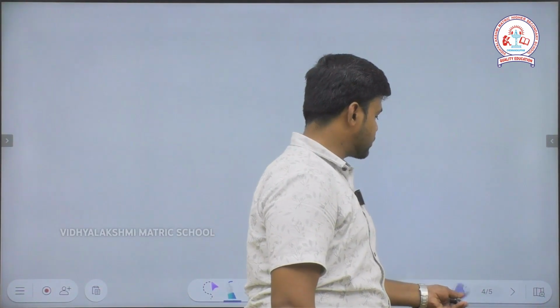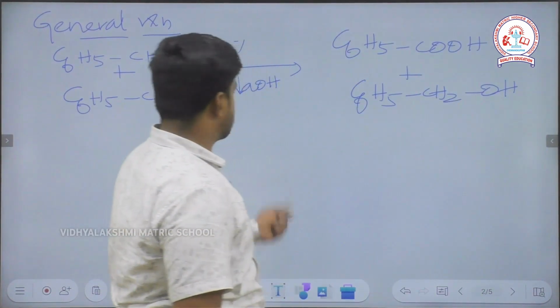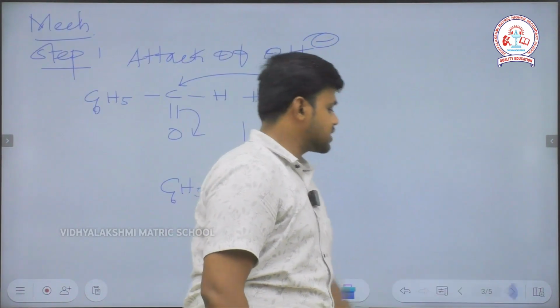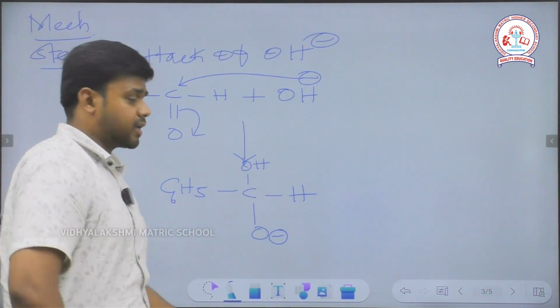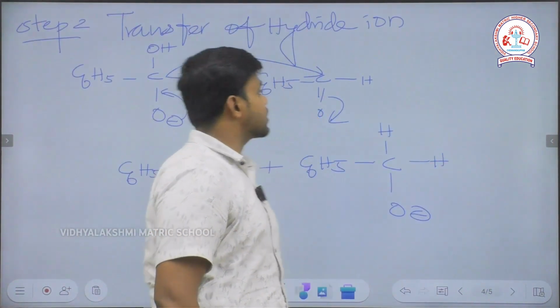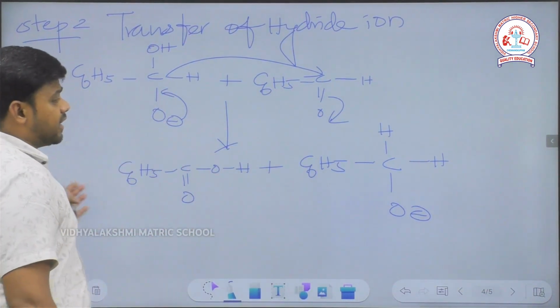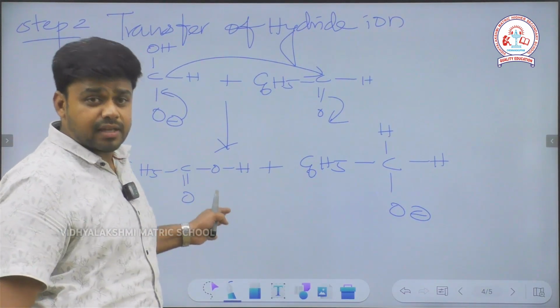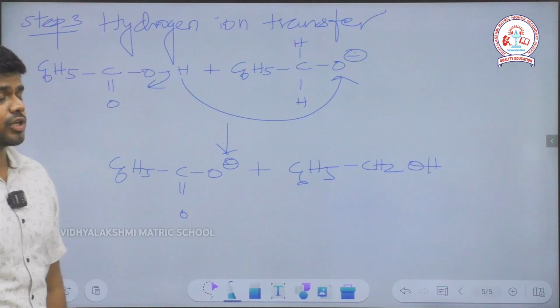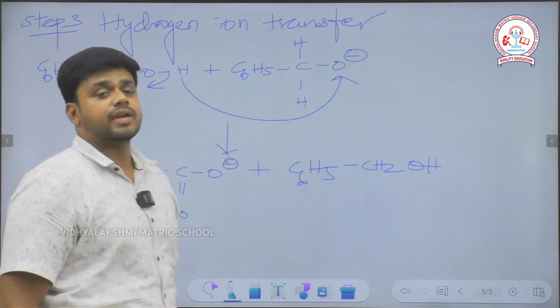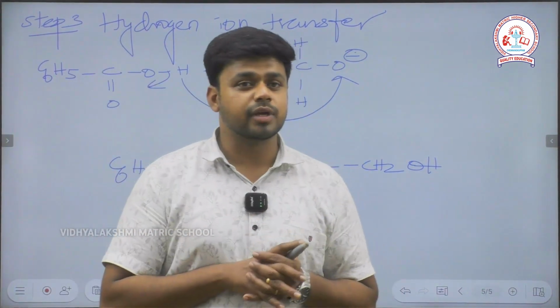The very first step actually includes the general reaction. The very first step includes the attack of OH. When the OH attacks, we will get this product. Then the second step includes the transfer of a hydrogen ion. When the hydrogen ion transfers, we will get benzoic acid as a product. Then the third step includes the transfer of a hydrogen ion. So the main products we are getting are benzyl alcohol and benzoic acid.